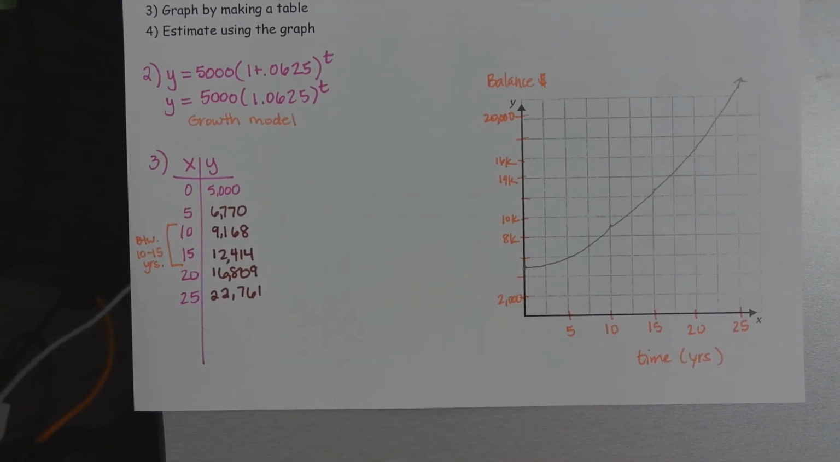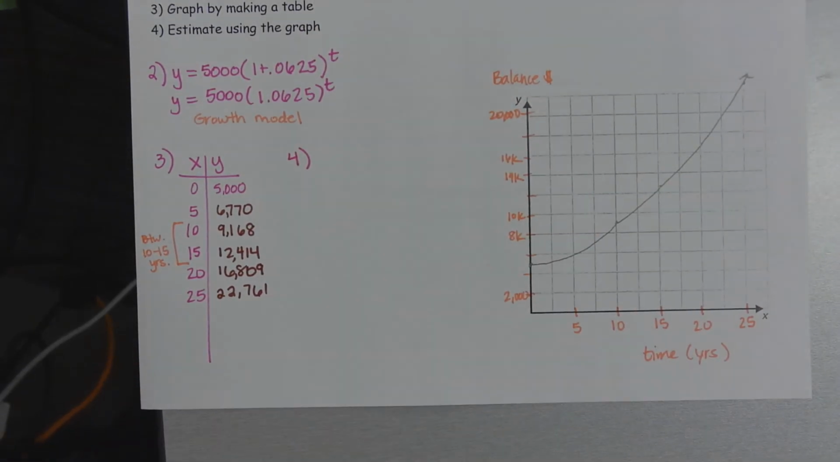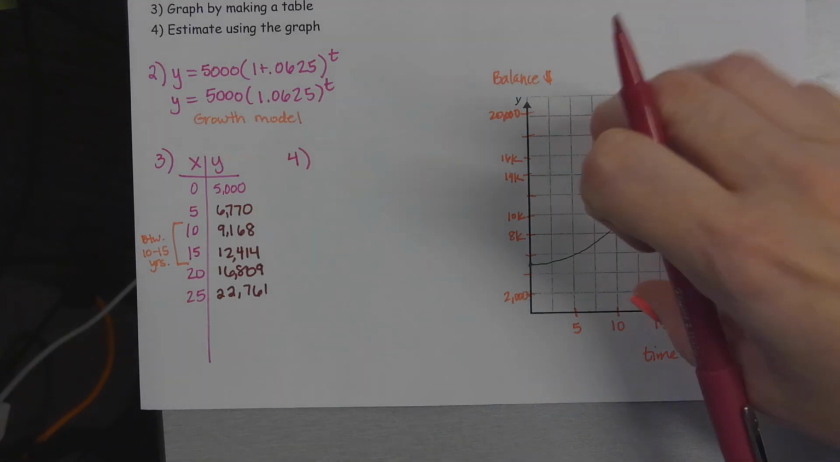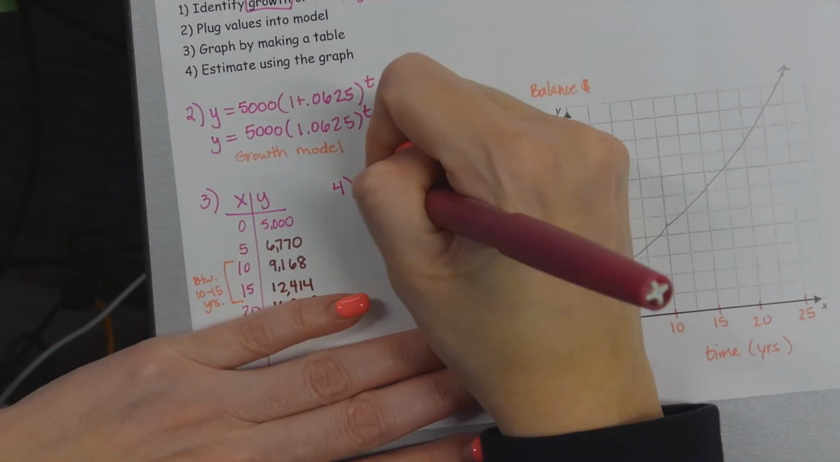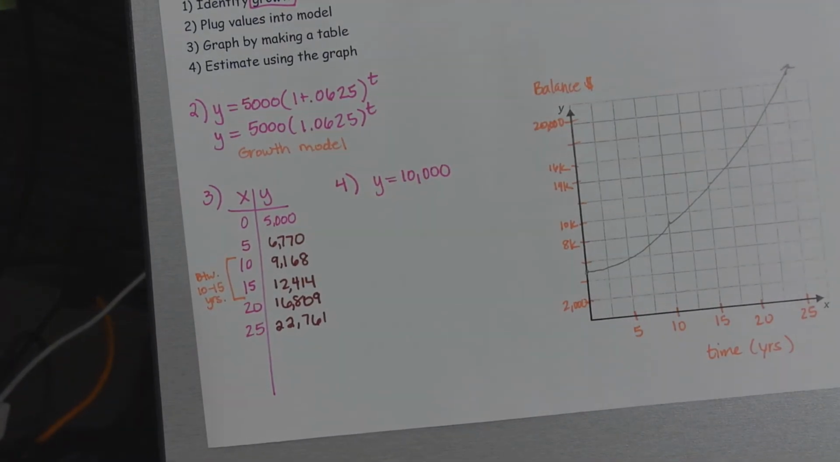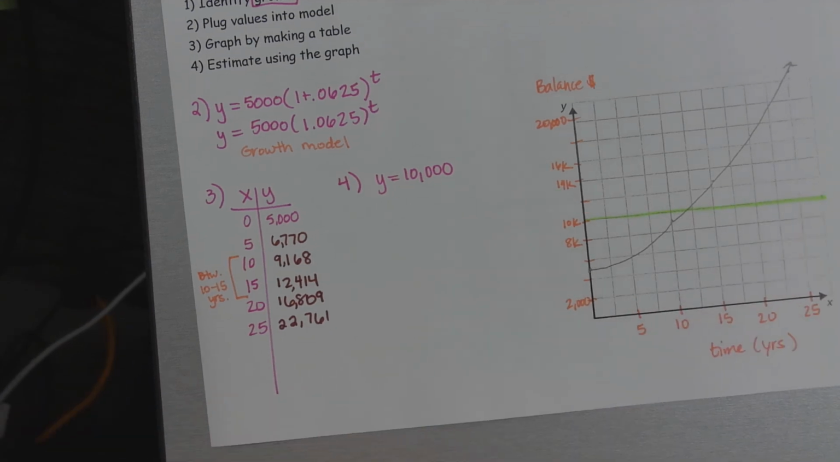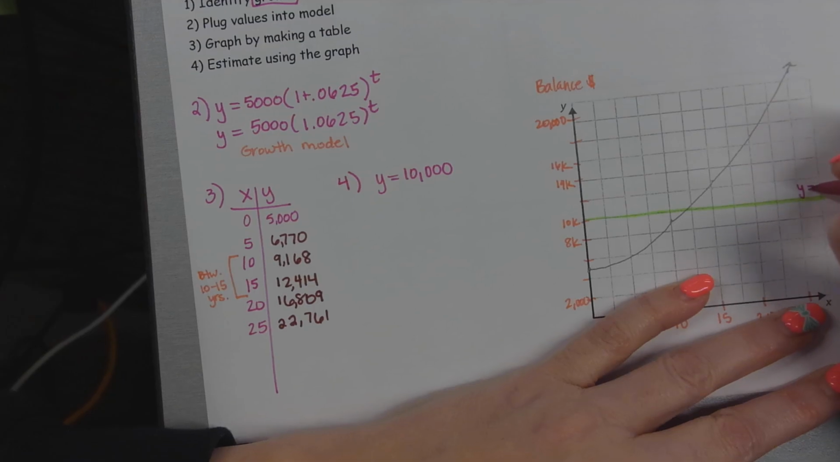All right, and then our last step is we are going to estimate using the graph. Okay, so some of your problems are going to tell you to graph, and then so you do need to make a graph like this. When that happens, and you're trying to estimate 10,000, usually what I'll do is I'll just highlight what that line is. Okay, that is the line y equals 10,000.